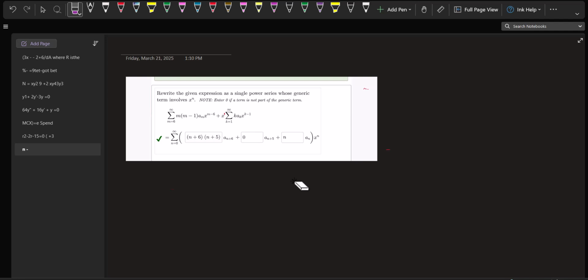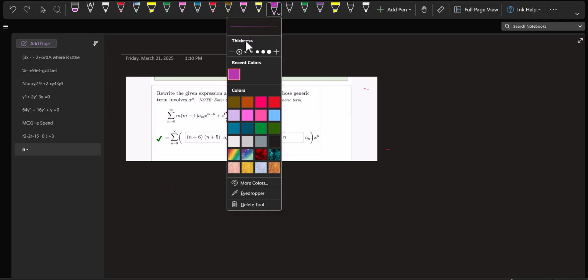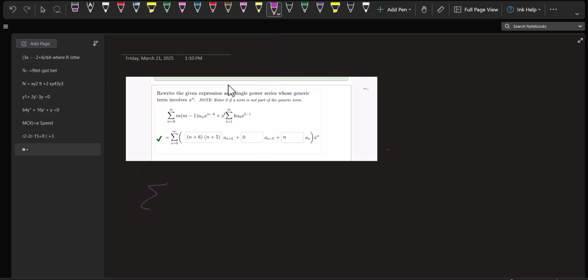Okay, so let's take a look at this power series, and our goal is to write it as a single power series whose generic term contains x to the n. So let's look at our first expression here, the sum from m equals 6 to infinity of (m minus 1) a_m x to the m minus 6.